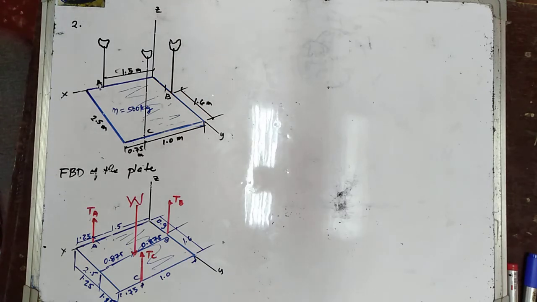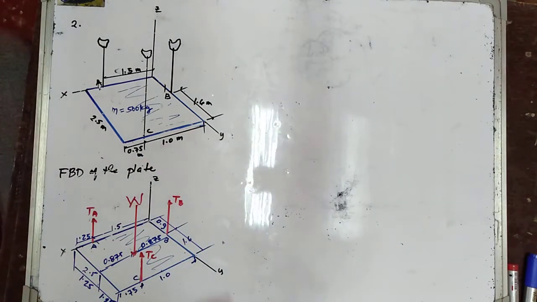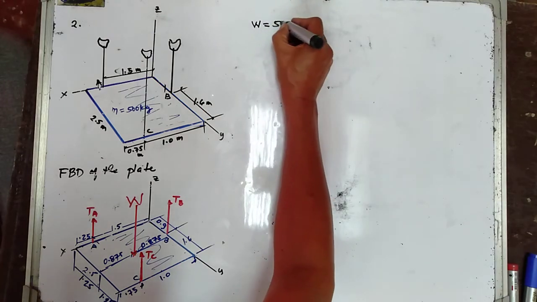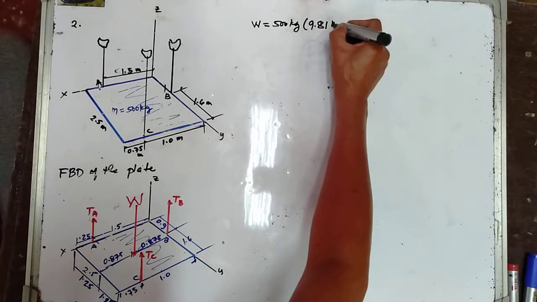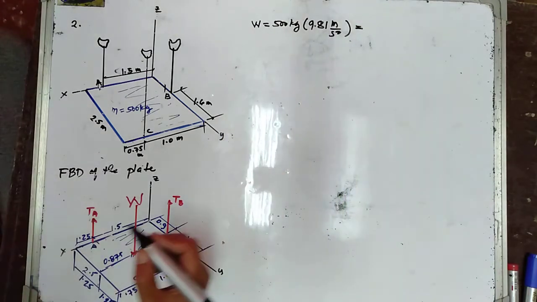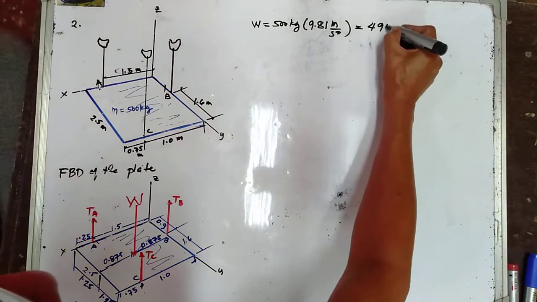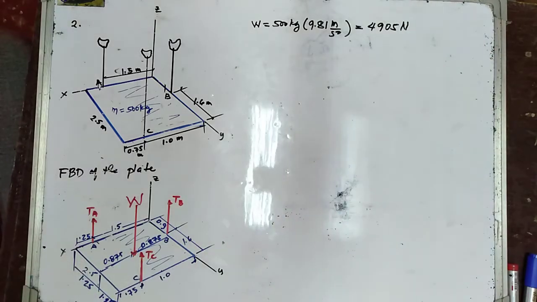Now first, let us try to determine now the weight of the plate. So the weight of the plate is now equal to 500 kilograms by 9.81 meter per second square, or this is equal to 4905 kilogram meter per second square, or that is 4905 newtons.